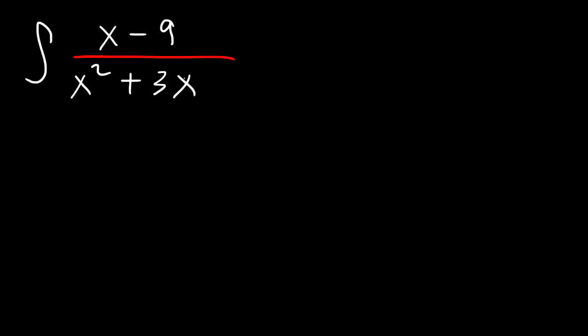Today we're going to talk about how to integrate rational functions using the partial fraction decomposition method. So let's get right into it. Let's find the indefinite integral of x minus 9 divided by x squared plus 3x minus 10.